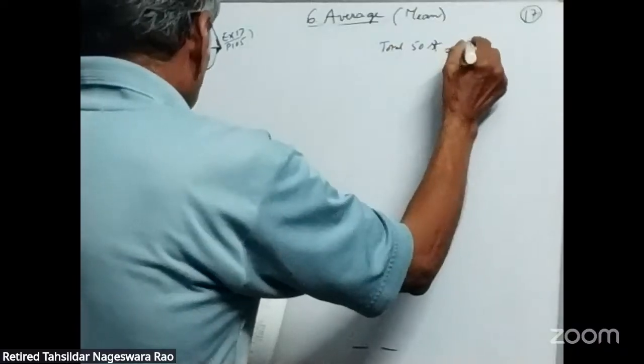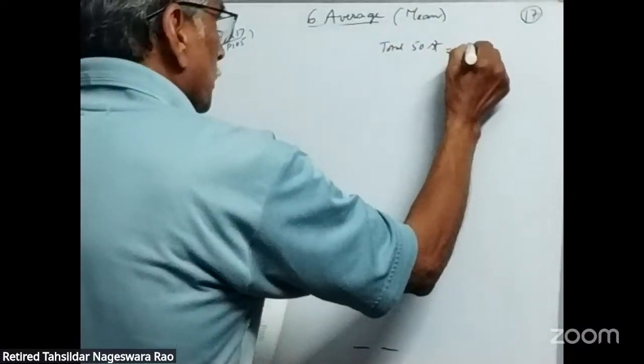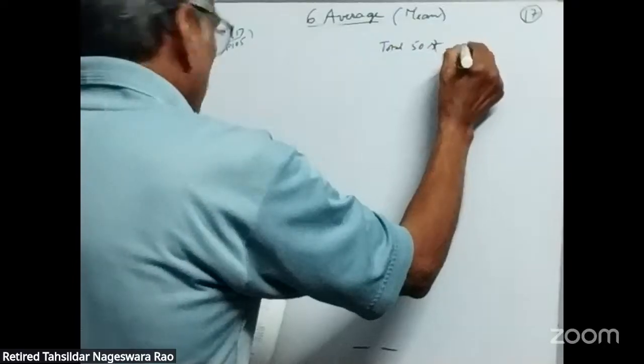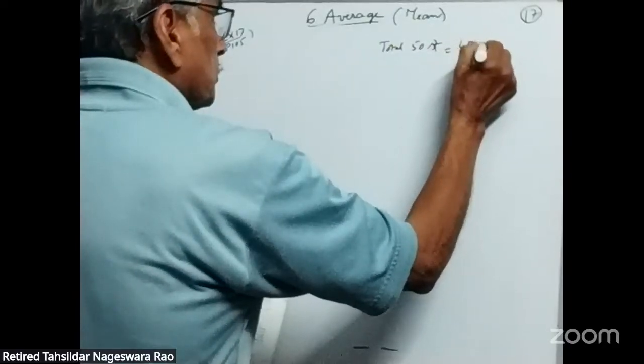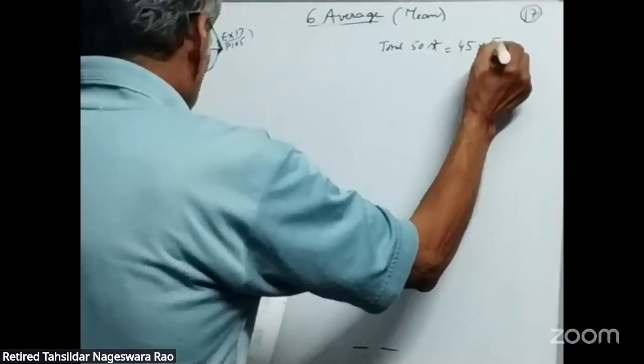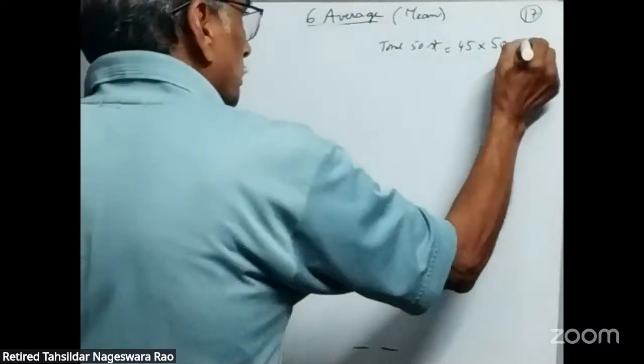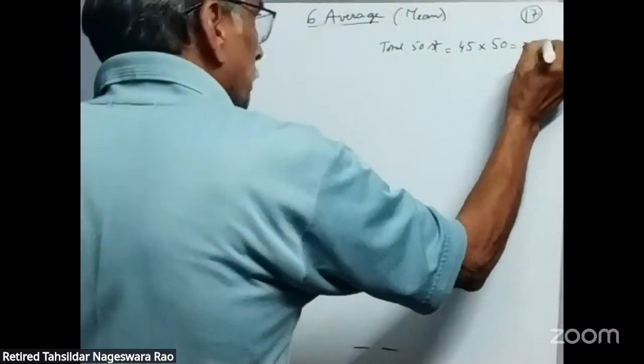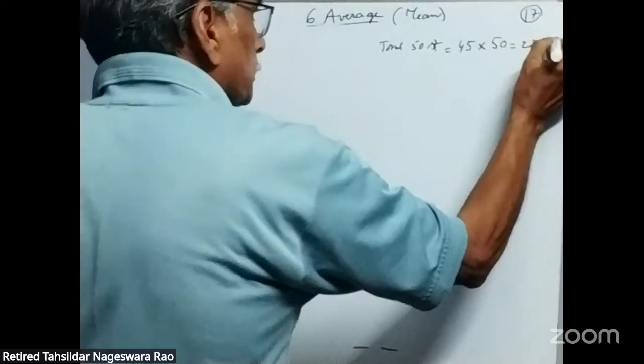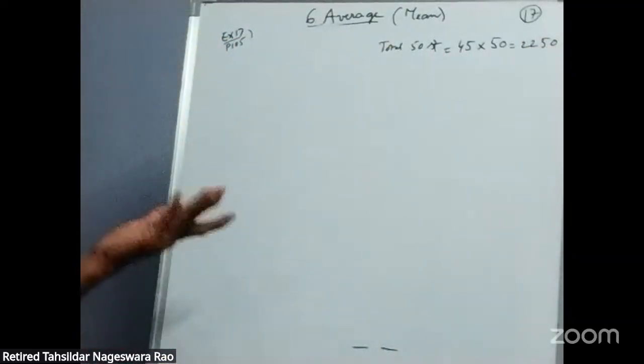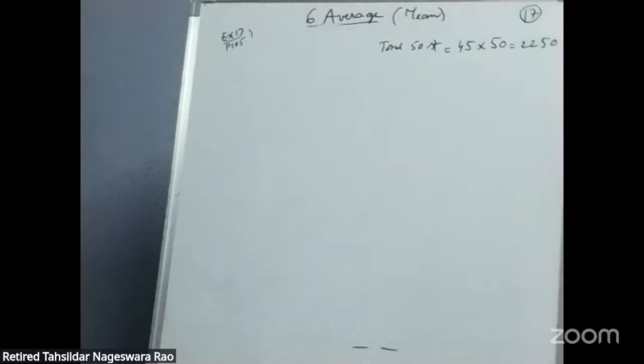Average into number: average 45 kg into 50 students. That will be 2250 kg. Try to remember the units without writing them. Now remember what are the units we are following.